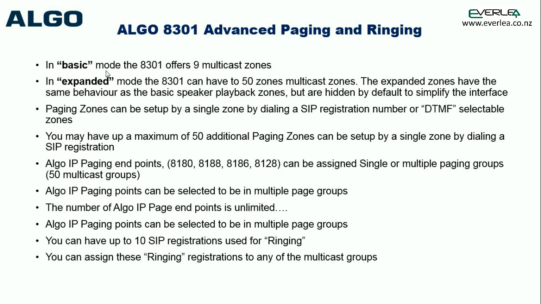The Algo paging endpoints, now these can be either 8180s, 8188s, 8186s or 8128s, can be assigned to either single or multiple paging groups. Okay, now as we pointed out, there can be up to 50 of them. So for example, we may have an 8180, and these don't have to be registered, by the way. They can just be sitting across the network and they'll just be activated via multicast. So we have an 8180 and we just tick basically what paging group do you want it to be in. Paging group 1, 3, 10, 15 and 50.